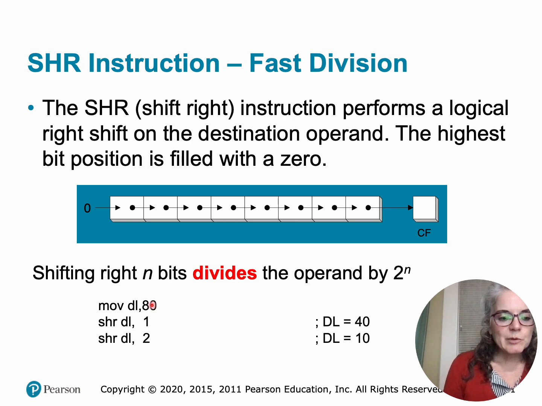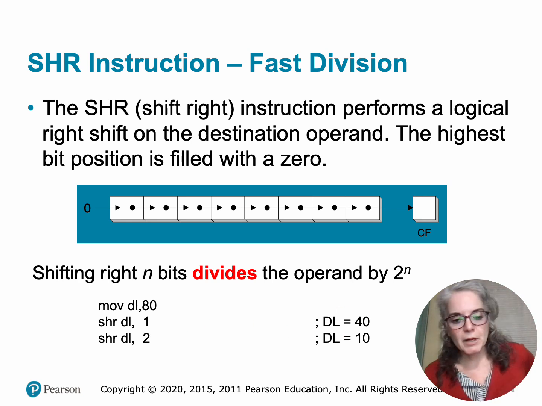So here's an example where they moved 80 into DL. When they shift to the right by 1, it gives us 40. Shifting right by 2 is going to give us 10, if I have 40.